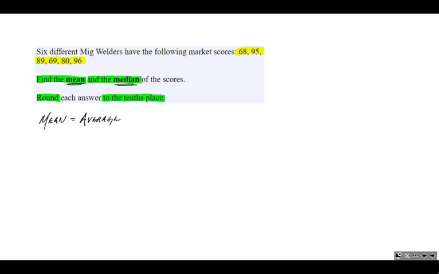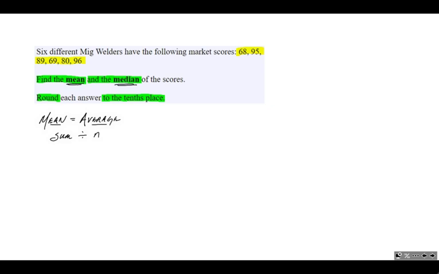And recall that when we need to find the average or the mean of a list of numbers, we're going to sum those numbers up. It's the sum. And then we're going to take that sum and divide by the number of numbers. In this case 6. In general it's by n. We might call n the number of numbers.